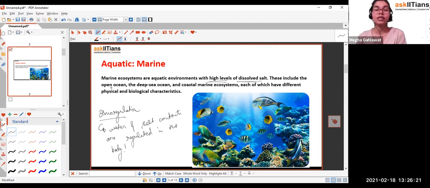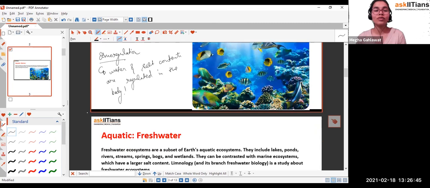Apart from that, in the marine ecosystems, we have the open ocean, deep sea ocean, coastal marine ecosystems, every single type of ocean, which are going to include multiple types of animals and multiple types of plants, since they are found in different temperatures and different places on the earth. Now don't you worry about that. We'll be learning about all of those in our videos ahead.